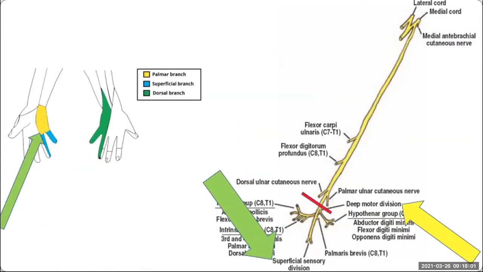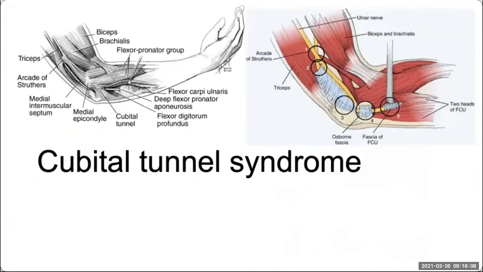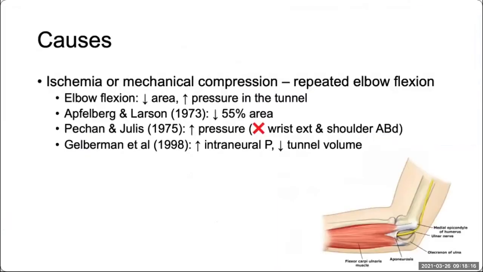In compression at the wrist, only the branches shown by the green and yellow arrows are affected. Cubital tunnel syndrome is due to compression of the ulnar nerve over the medial aspect of the elbow region. The diagram here shows the close relationship between the ulnar nerve and the distal humerus on the medial aspect. Ischemia or mechanical compression due to repeated elbow flexion is a common cause.